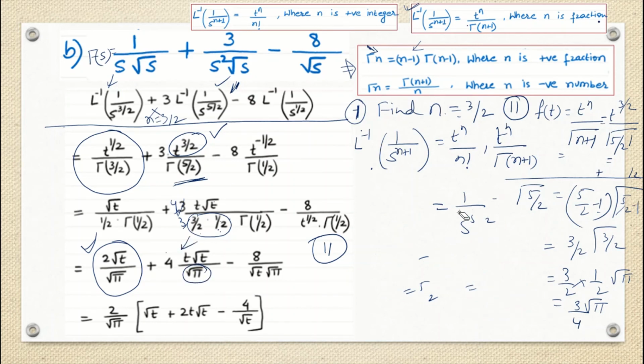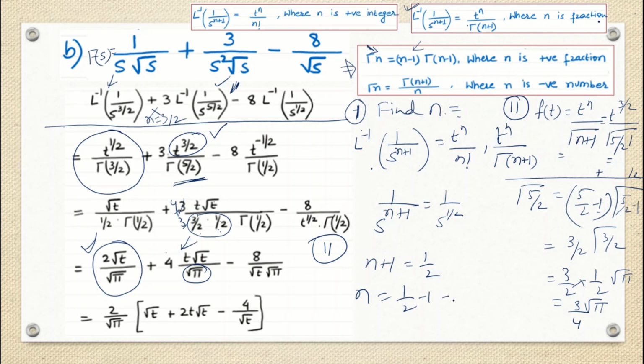Now I have to find 1 by s to the power 1 by 2. In this case again we will be following the same method. We have to find what is my n. So what is my new n here? Again I am going to relate 1 by s to the power n plus 1 with 1 by s to the power half. That means n plus 1 is 1 by 2. So n is how much? 1 by 2 minus 1. That means this is minus 1 by 2. So n is minus 1 by 2.